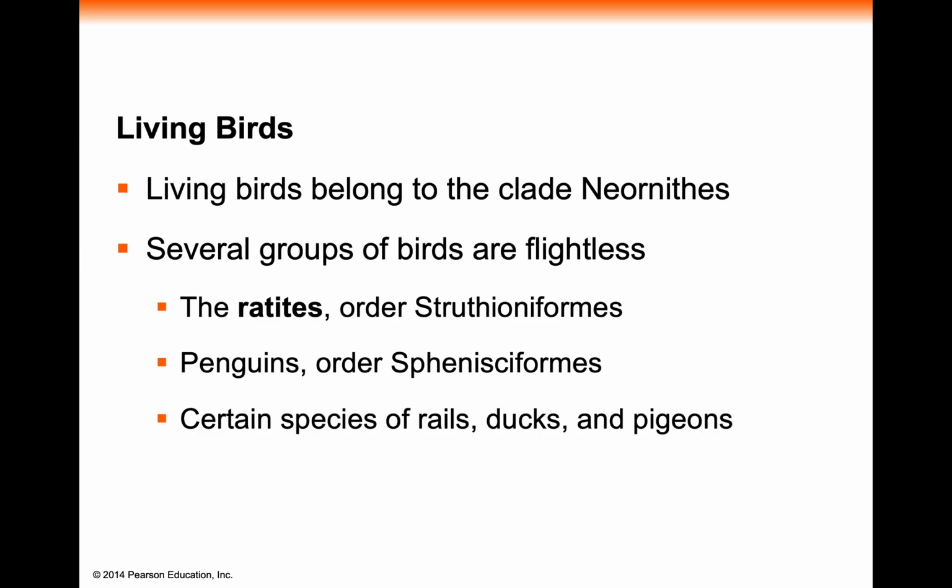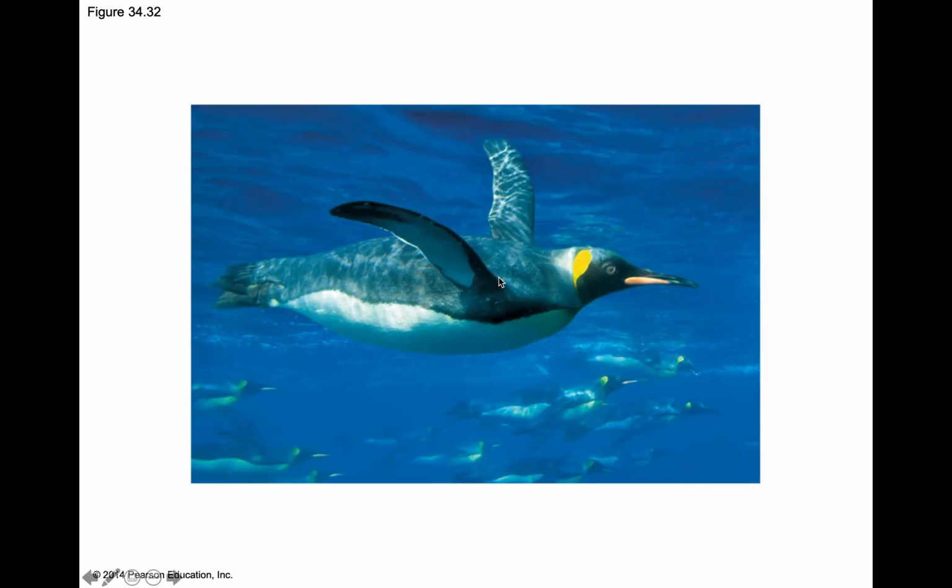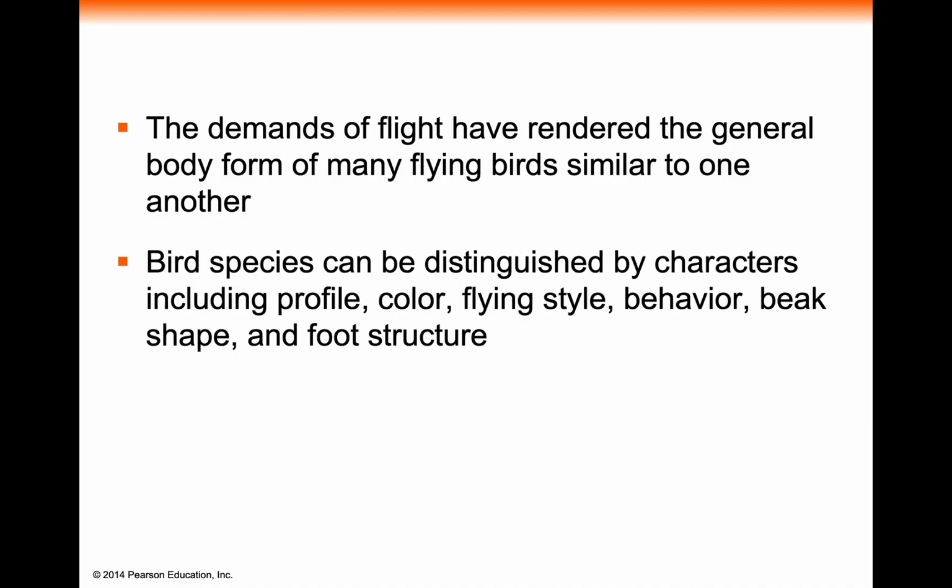All right, so anyways, several groups of birds are flightless. The ratites or order Struthioniformes, penguins, certain species of rails, ducks, pigeons. So the ratites are like, for example, this large emu here. There's your penguin. So the demands of flight have rendered the general body form of many flying birds similar to one another.